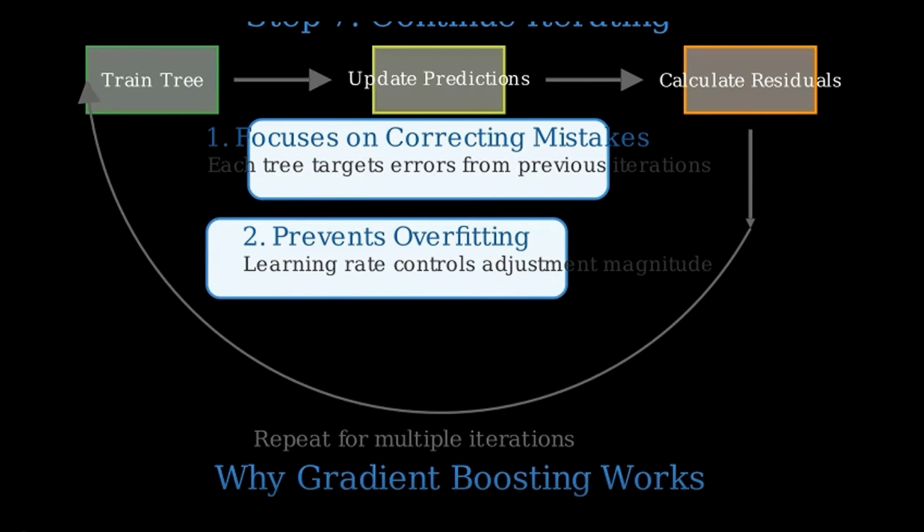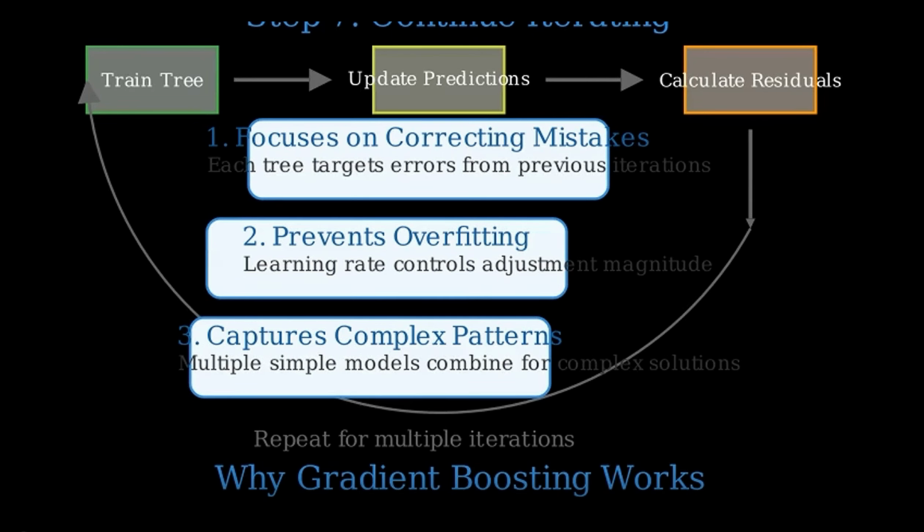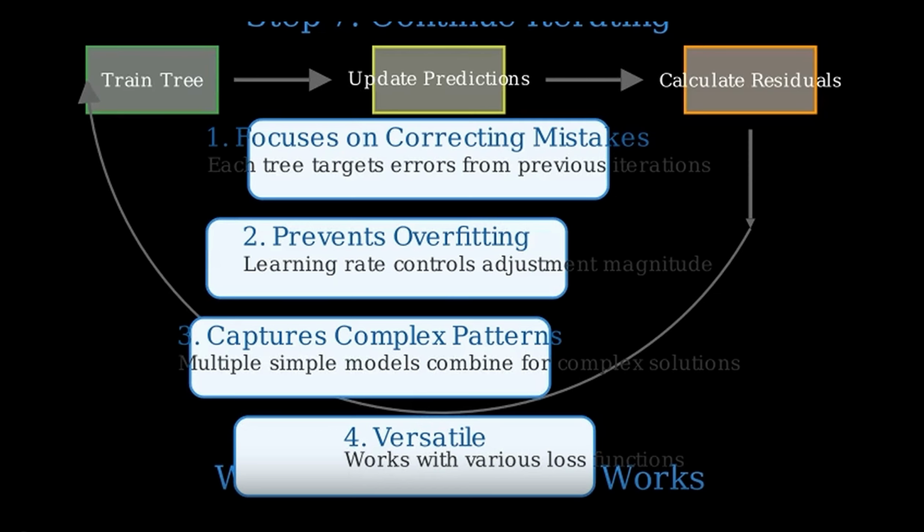Second, the learning rate prevents overfitting by making small, careful adjustments at each step. Third, by using multiple simple models, it can capture complex patterns in the data without requiring a single complex model. Finally, gradient boosting is versatile and can work with various loss functions for different types of problems.